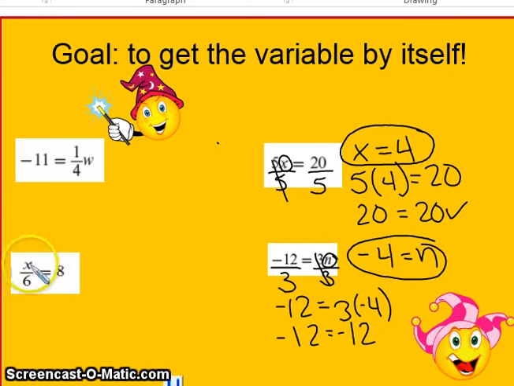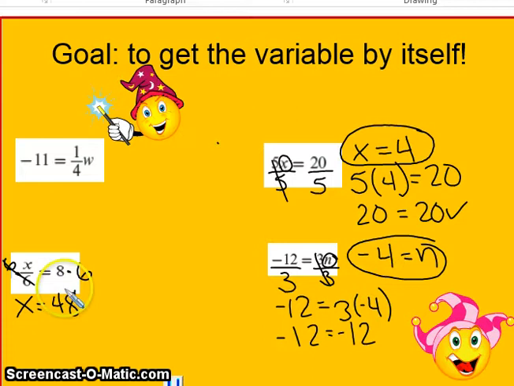Now, since I'm dividing x by 6, to undo this division that's happening and get x by itself, I'm going to have to multiply each side by 6. What I do to one side of an equation, I must do to the other. So 6 times x divided by 6. My 6's cancel there. 6 divided by 6 is 1, and I'm just left with x. And 8 times 6 is 48.